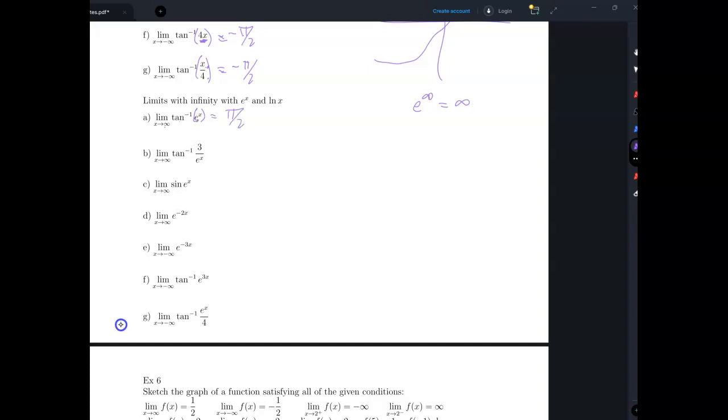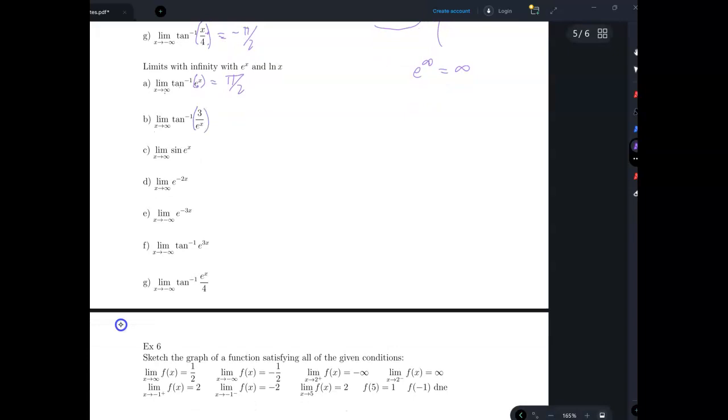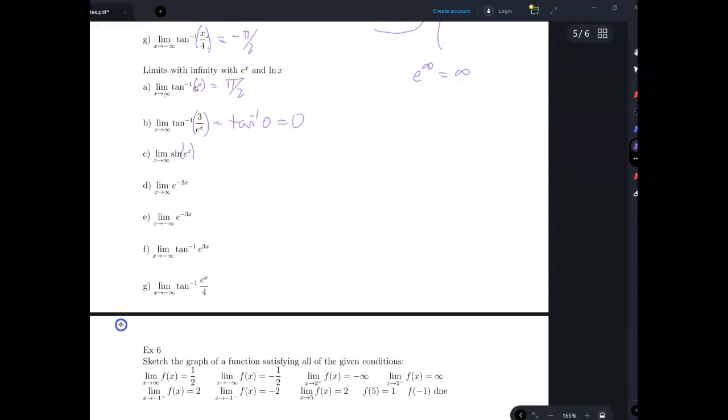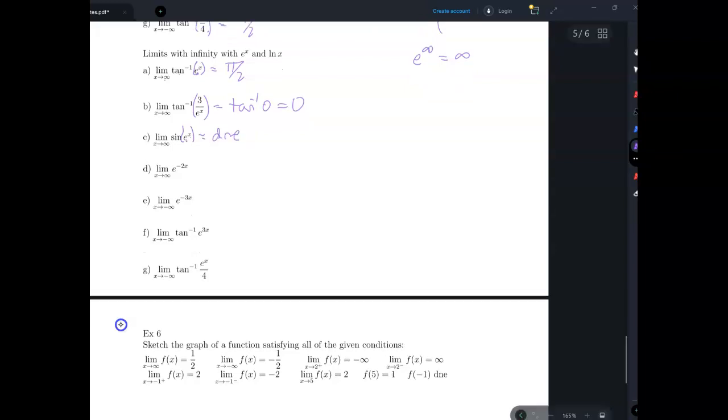Here we go with another one. So I have e to the infinity. Always go inside the angle first. So e to the infinity is infinity. 3 over infinity is 0. So this is like saying find arctangent of 0. That's 0. All right, so then if we go to the next one, plugging in infinity into the e, that's e to the infinity. That's infinity, sine of infinity, DNE.